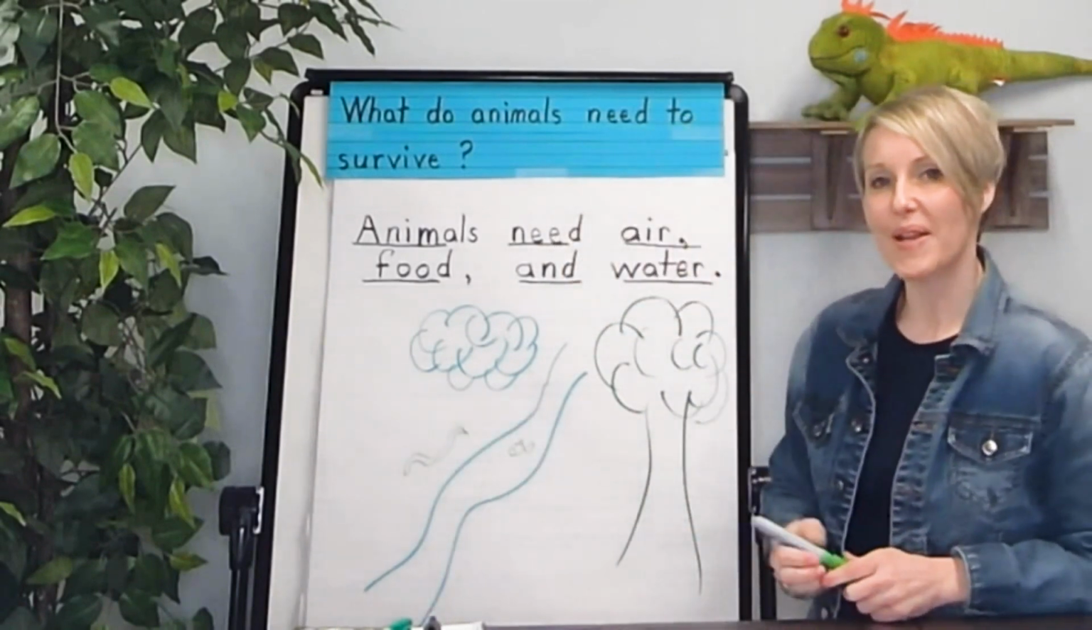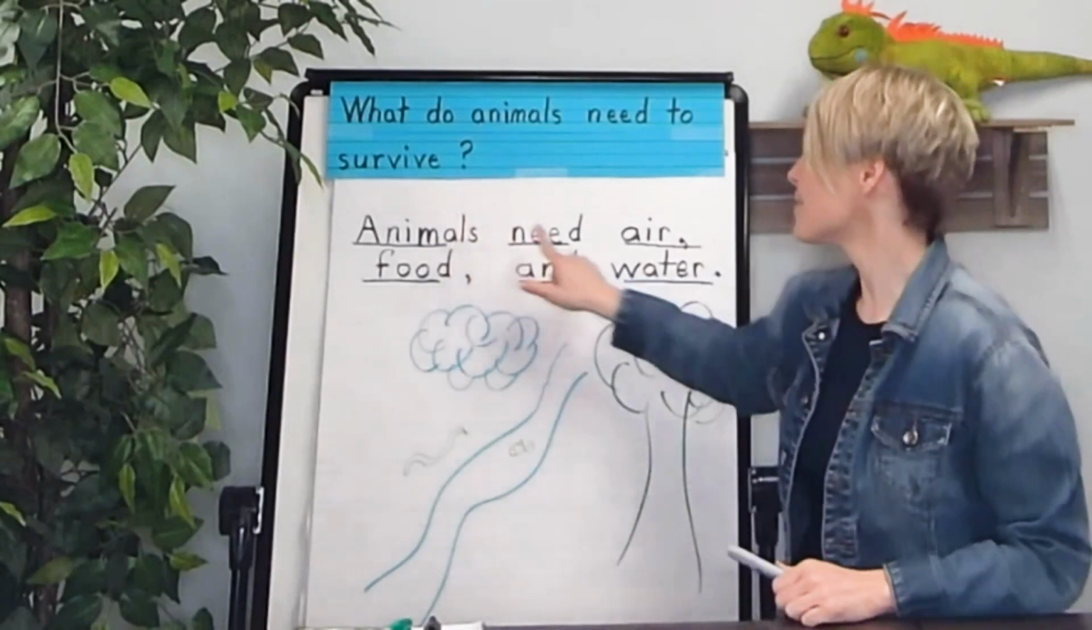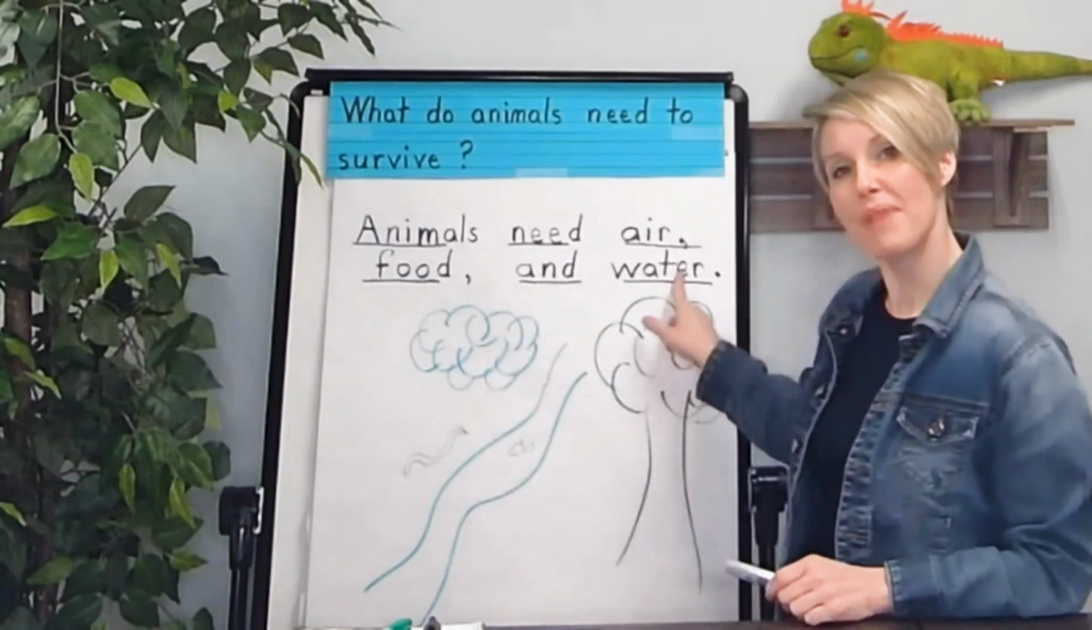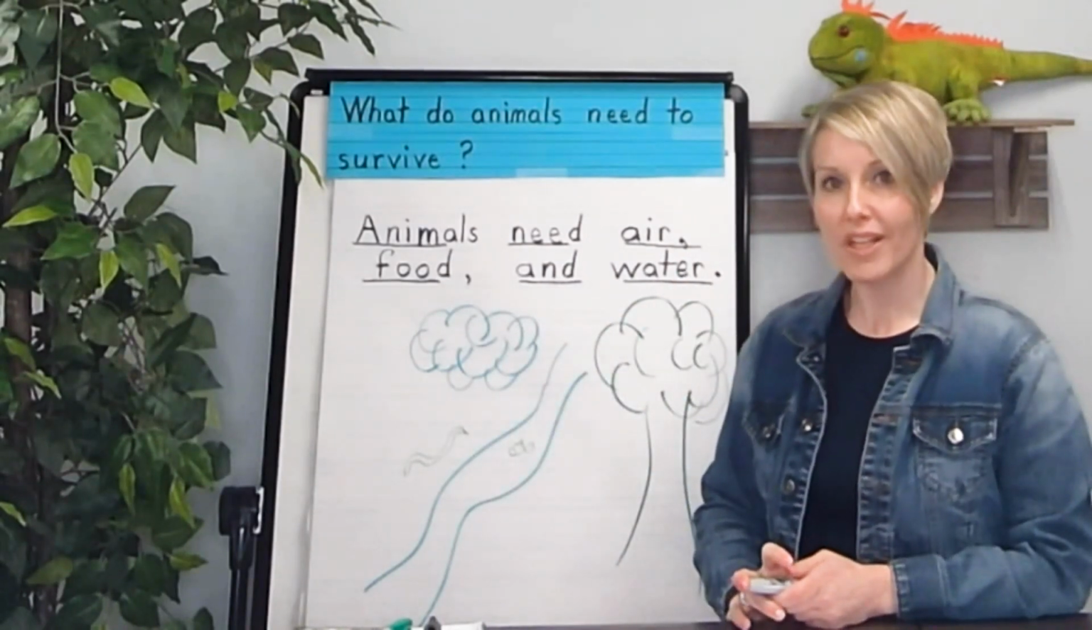That was fun drawing a picture. Let's read our sentence one last time. Animals need air, food, and water. Our picture matches our words. Be sure to share your picture with someone in your home today.